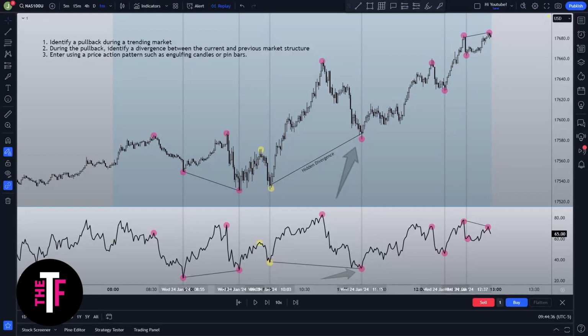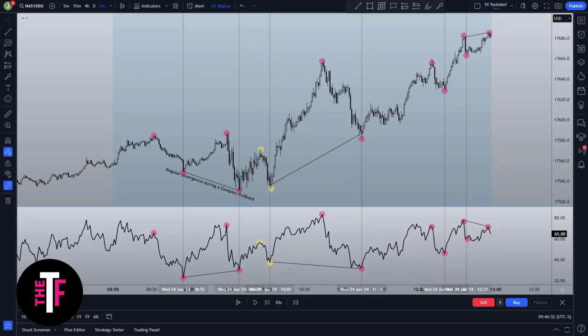There is a use case for regular divergences for trend continuation, and on a personal note, these are actually my favorite form of divergence. During an extended or complex pullback, you'll often find price making intermediary highs and lows before resuming the trend. Oftentimes, price will form a regular divergence to signal the end of the pullback. As you can see, we have divergence as the RSI made a higher low.